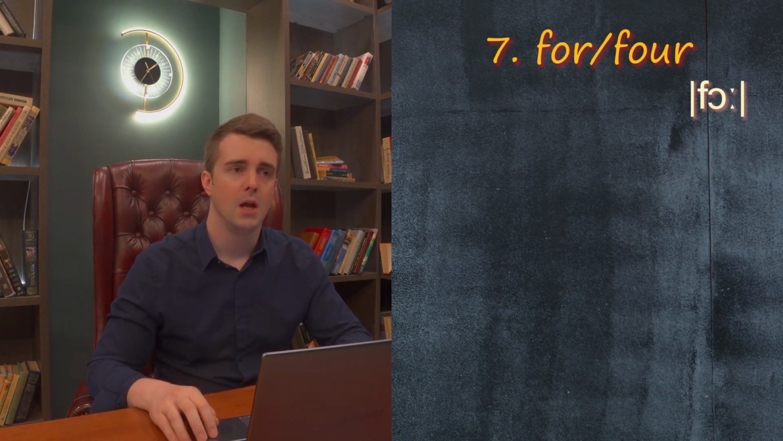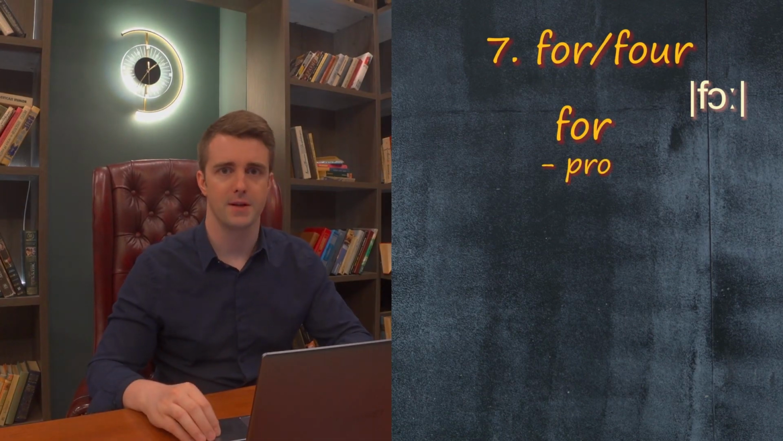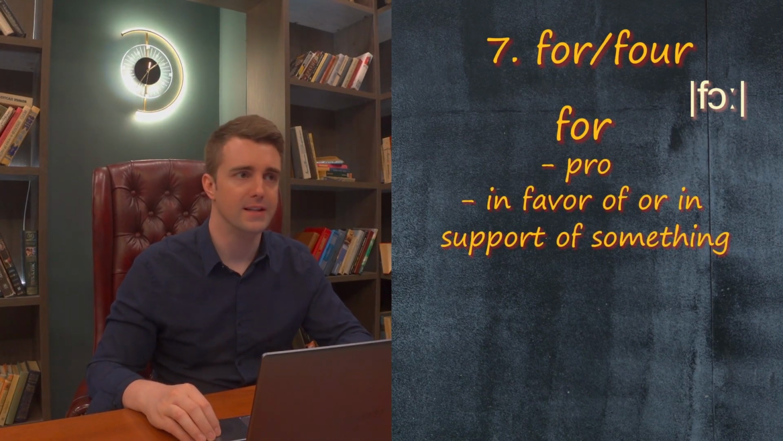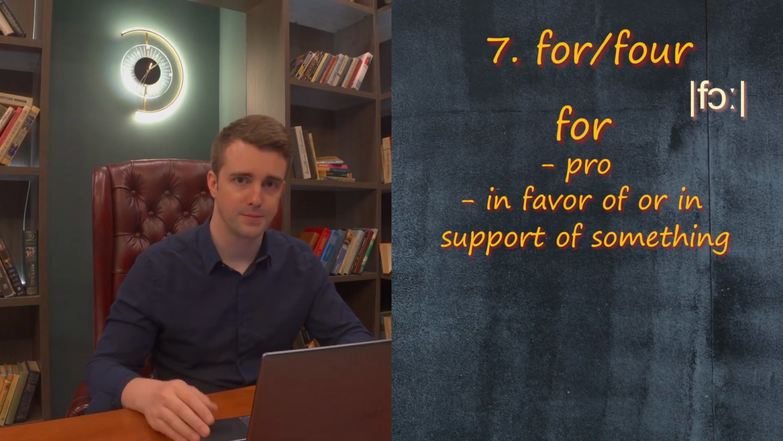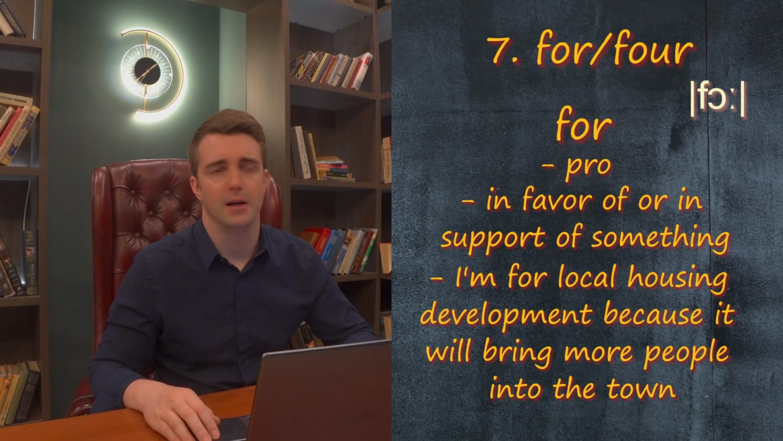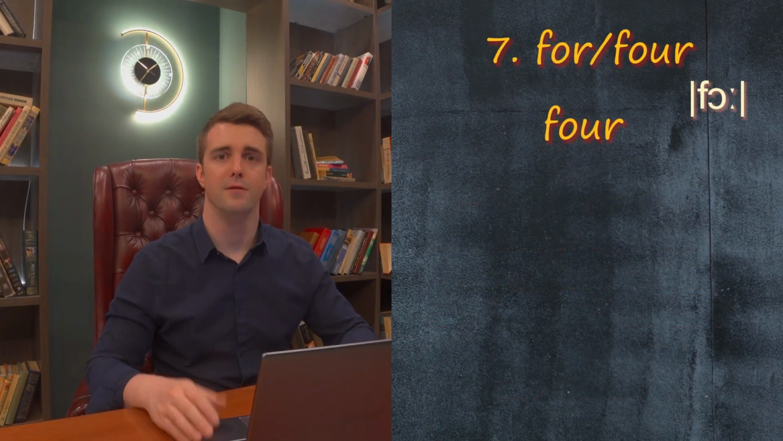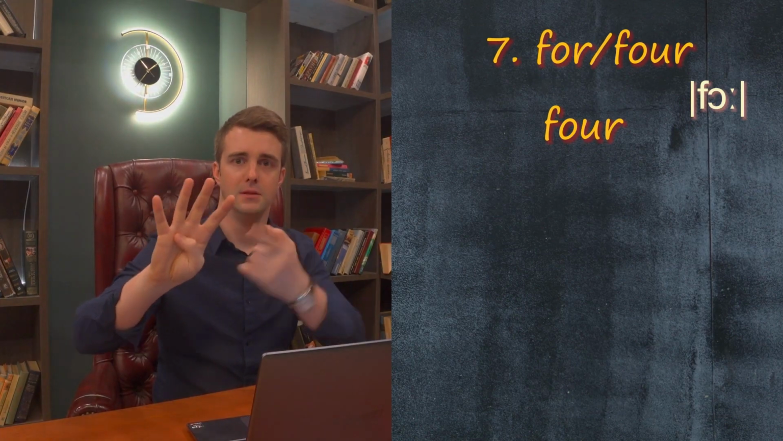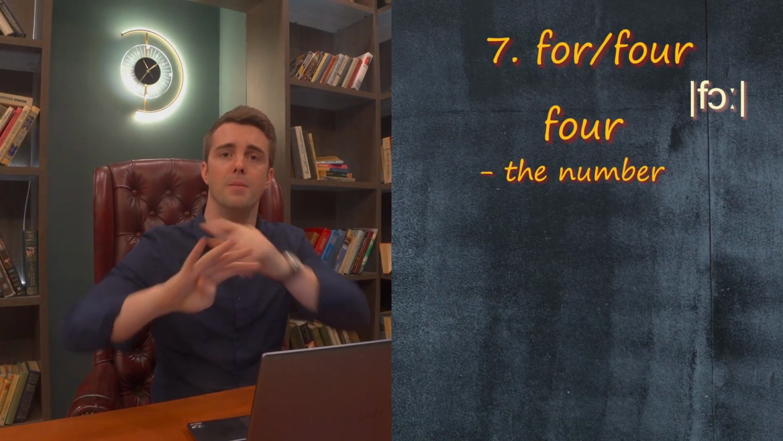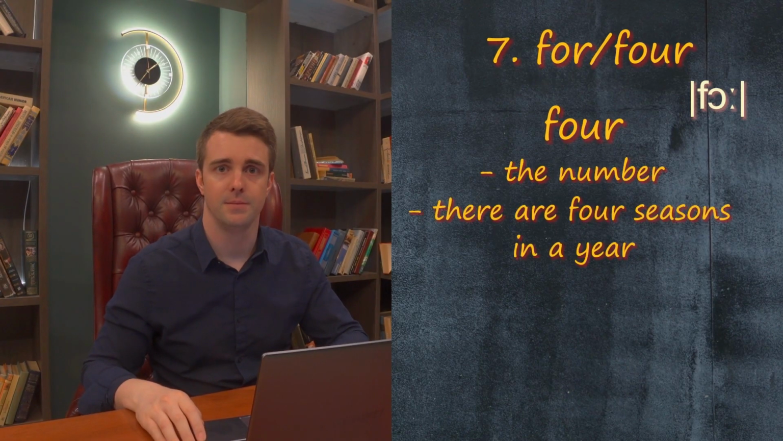Next, we'll examine for and four. So for is pro. I'm for something. It's in favor of or in support of something. For example, I'm for local housing development because it will bring more people into the town. But four is the number 4. 1, 2, 3, 4. For example, there are 4 seasons in a year.